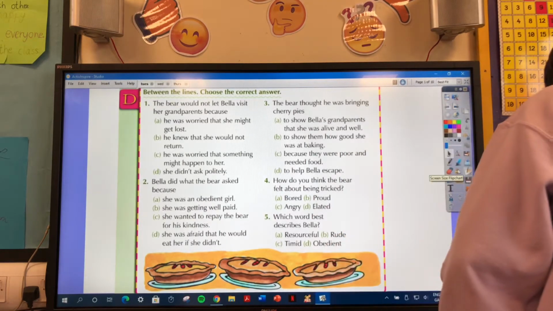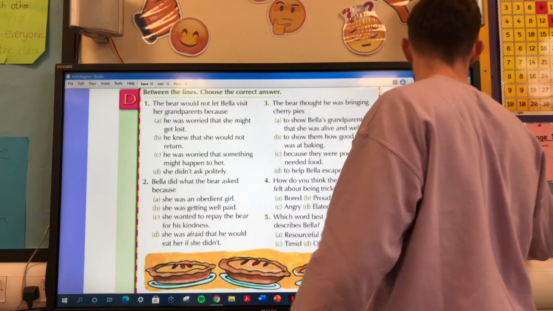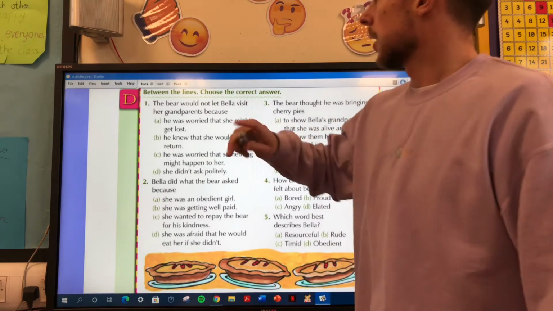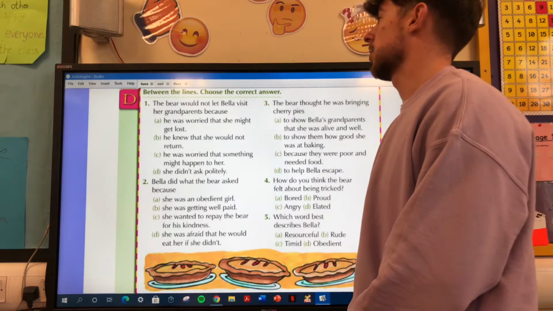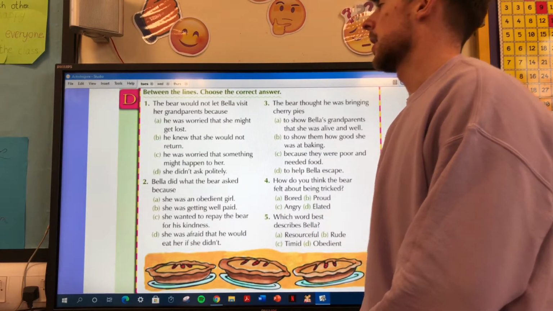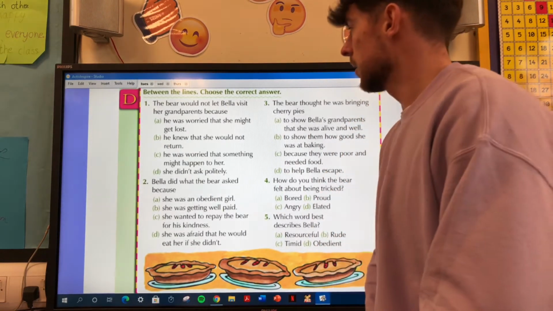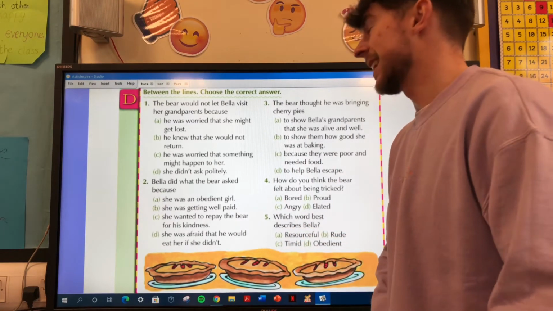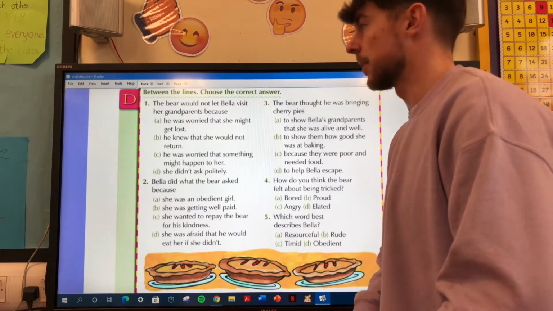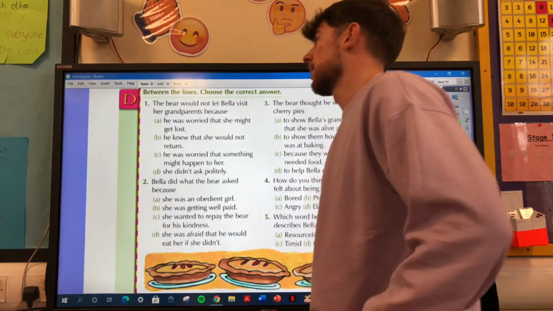Okay, so here we have some questions based on our story that we did yesterday. Okay, so question D. Between the lines, choose the correct answer. These are similar lines that could be quite similar, but we have to try to find the most accurate example. So for example, let's do the first one together.